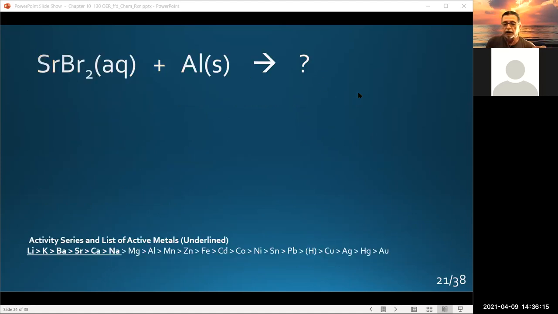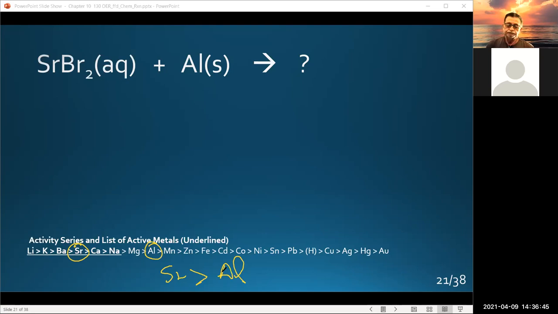Okay, so let's take strontium bromide and aluminum. Let's find the metals first and find out which is more reactive. So we have aluminum, which is right here, and strontium, which is right here. Question is, who's more reactive? Obviously, Sr is more reactive than aluminum.